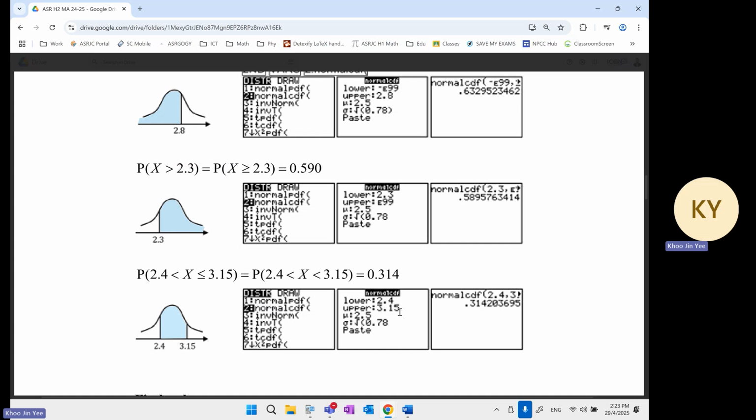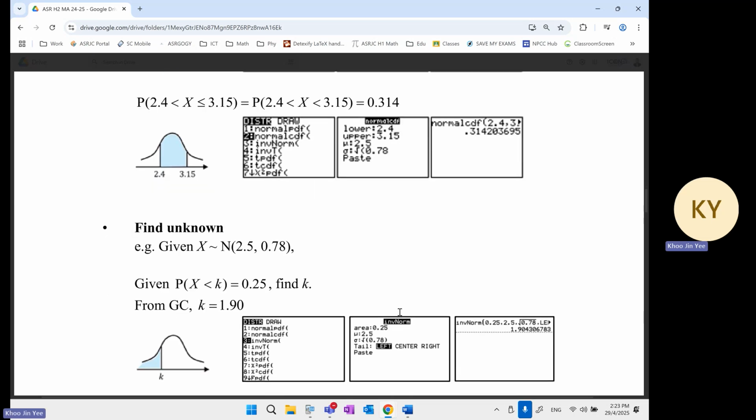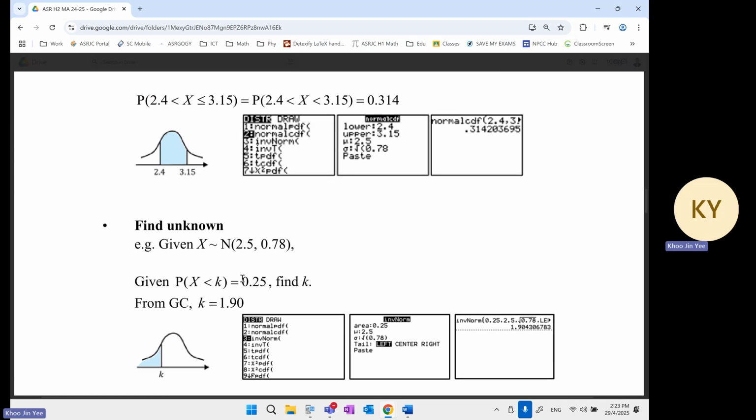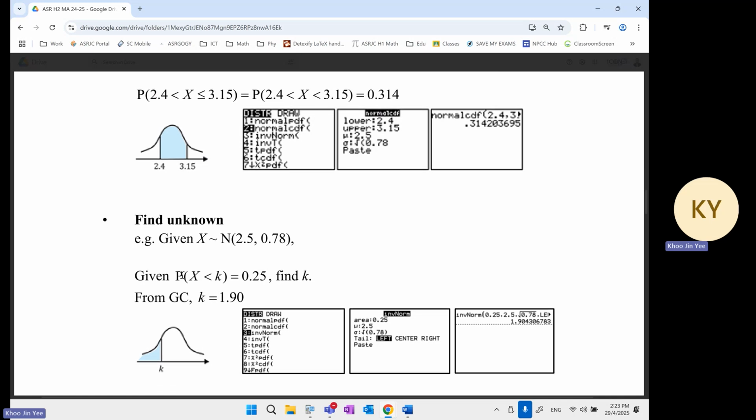Next problem is given the probability. Now it's on this side. Given the probability, I want to find back the x or find back the unknown. What we do over here is the same. The mean is 2.5, variance 0.78. So how do I reverse? The probability where x is before k is equal to 0.25. So it means that the area before k, this area over here, is 0.25.